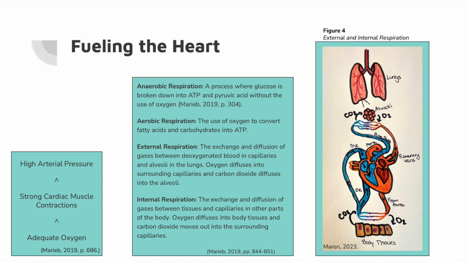This is why sending deoxygenated blood into the respiratory system is so important. It ensures that hemoglobin in the blood can bind to new oxygen we inhale, and so carbon dioxide can be unloaded into the air we exhale. This process is known as external respiration and occurs by diffusion between capillaries and the alveoli in the lungs. The deoxygenated blood received by the right side of the heart is a result of internal respiration, where oxygen diffuses into the body tissues and carbon dioxide moves out into the surrounding capillaries.